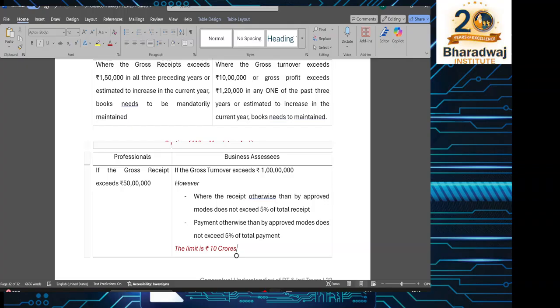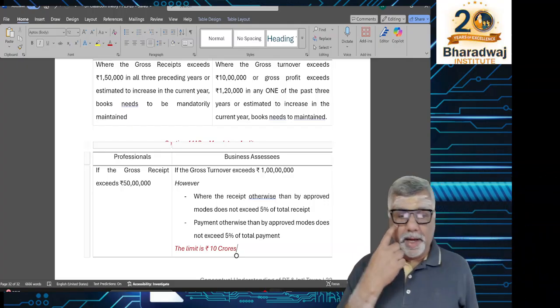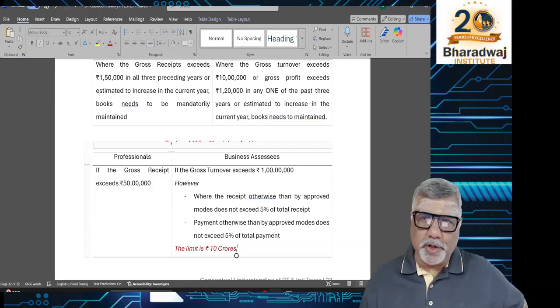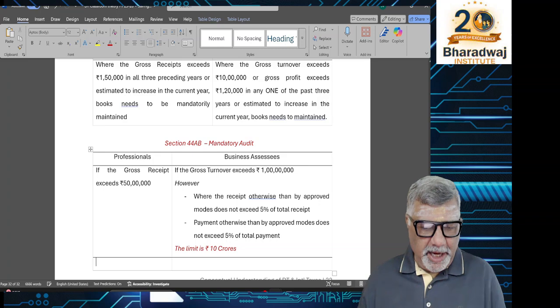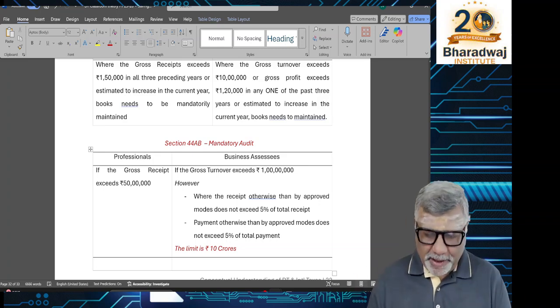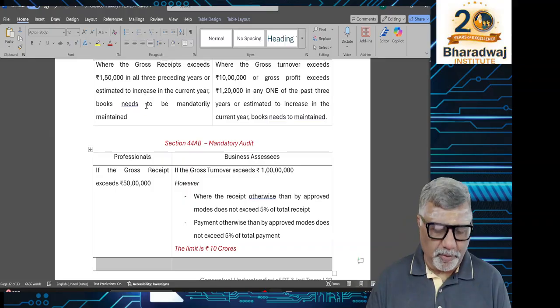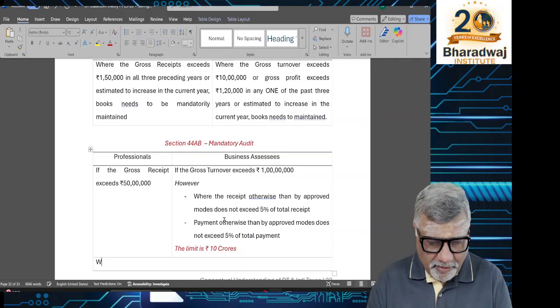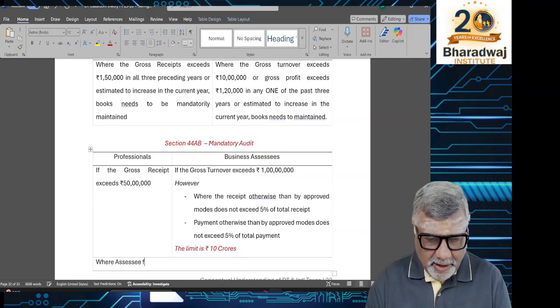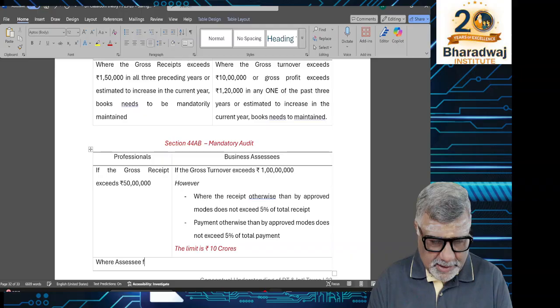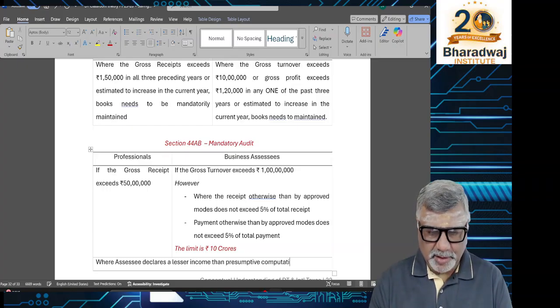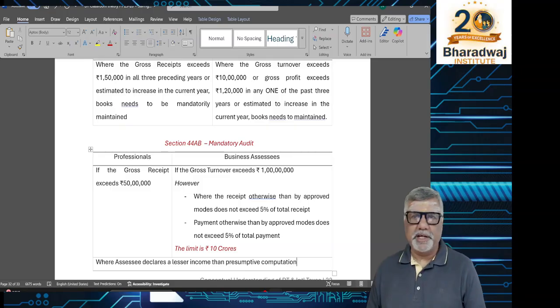Am I clear? Okay. So professionals 50 lakhs, and business assessees 1 crore and sometimes 10 crores. In both the cases, there is something common about our mandatory audit provision. Where assessee fails to declare a lesser income than presumptive computation, okay, when you come to that section, I will tell you.